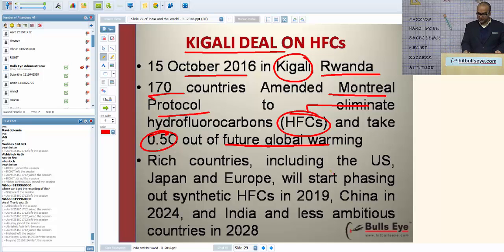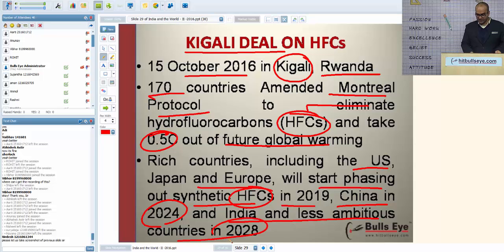Rich countries including the US, Japan and Europe will start phasing out synthetic HFCs in 2019, China in 2024, and India and less ambitious countries in 2028.